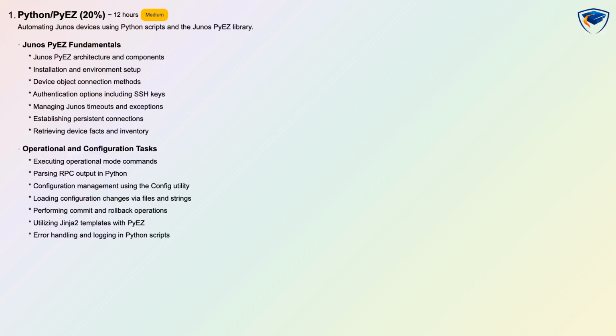The domain also covers managing timeouts and exceptions, establishing persistent connections, retrieving device facts and inventory, executing operational commands, parsing RPC output, and performing configuration management with the config utility including loading changes, commit and rollback, using Jinja2 templates, and adding robust error handling and logging in Python scripts.